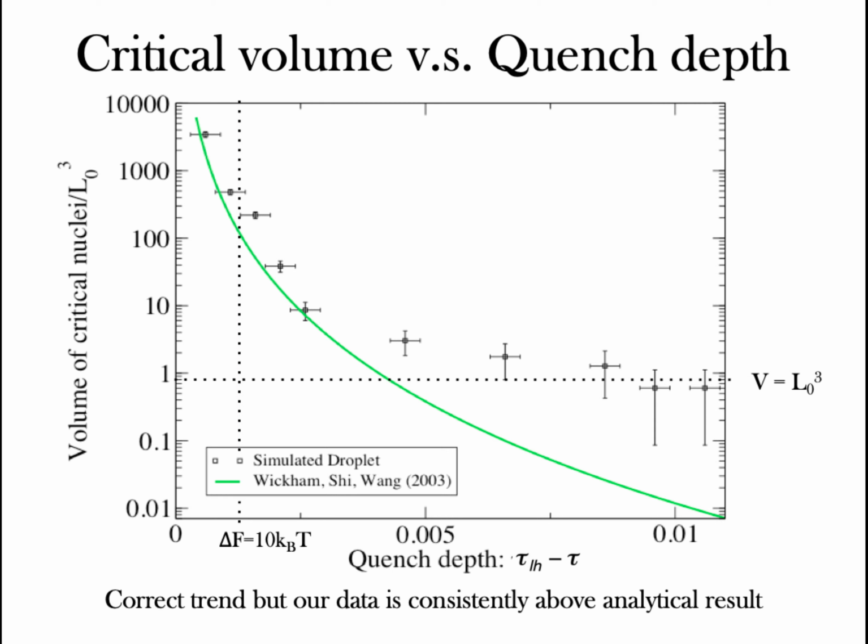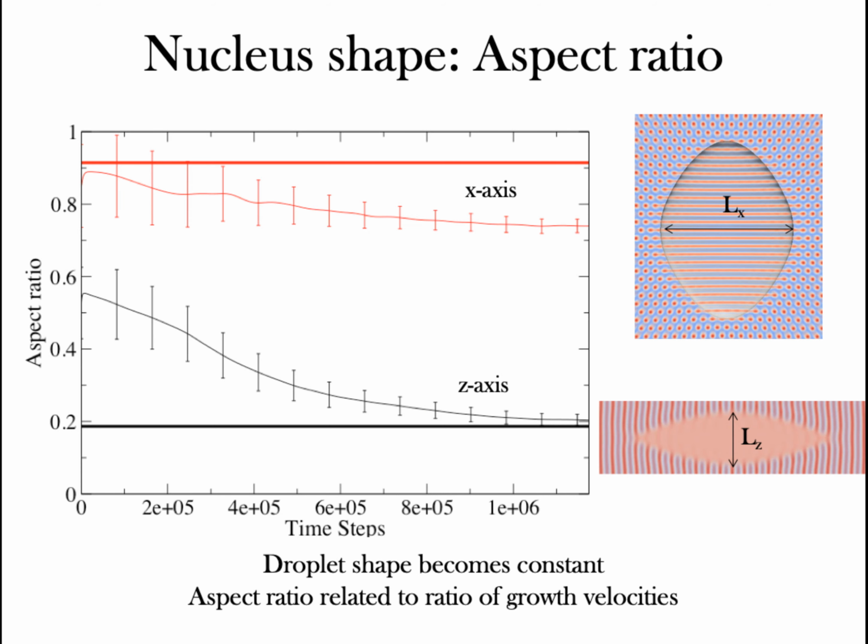Using our numerically determined interface, we can plot the aspect ratios of a growing droplet over time. That is, we can look at the ratios of the length of each axis to the length of the major axis. Wickham, Shi, and Wang predict equilibrium droplets that are almost circular in the xy plane and lens-shaped in the xz plane, and that's what we find for our growing droplets. The horizontal lines show aspect ratios for their equilibrium droplet. The z-axis seems to asymptotically approach the expected value, but the x-axis is smaller than expected.